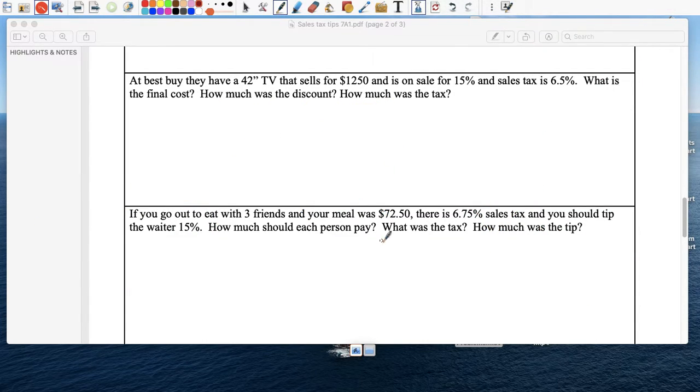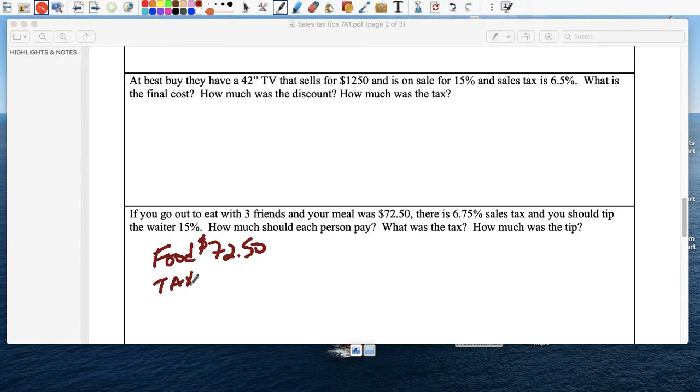And then the last part is, let's see, we have 3 friends. Well, it was 3 friends, so there's 4 people in total, including you. Your meal was $72.50. That's kind of cheap. Sales tax 6.75, and you should tip the waiter 15. So this is definitely a little bit different. Okay, so let's do it the long way. So food, $72.50.